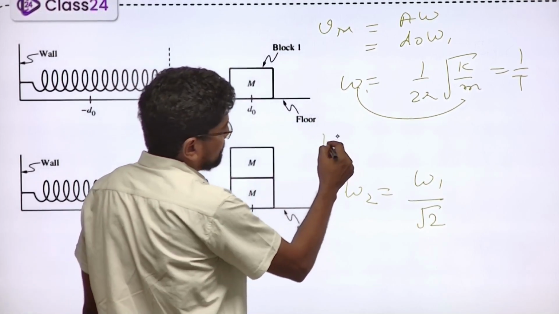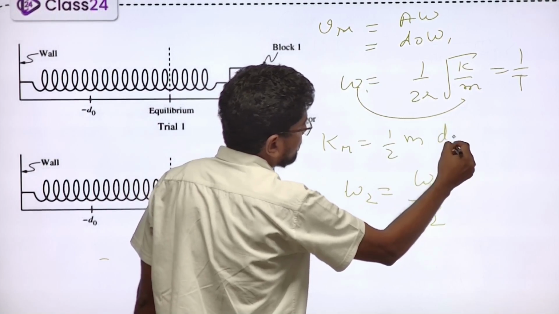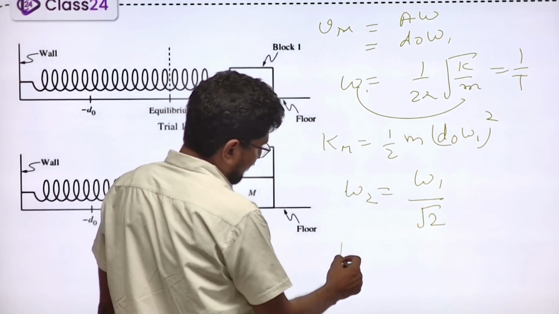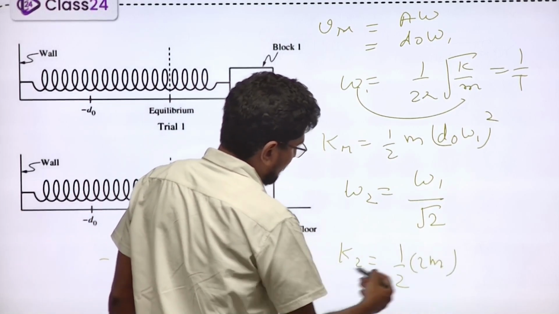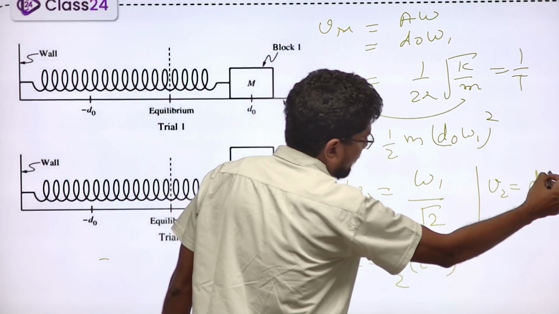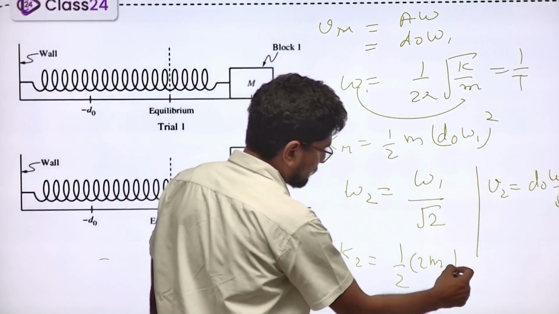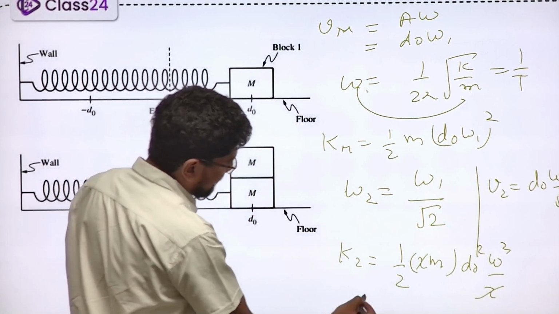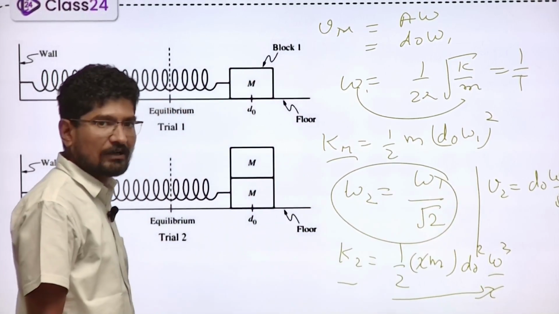Now the maximum kinetic energy is half m v maximum squared, where the maximum velocity is d naught omega 1. For the second case, the maximum kinetic energy is half, the mass is 2m, and the velocity has the same amplitude but angular velocity 1 by root 2 times the initial. So the velocity squared becomes d naught square omega square by 2, and 2 and 2 cancel out. So the kinetic energy in both the initial and final cases is the same, but the angular velocity in the second case is decreased by 1 by root 2 times.